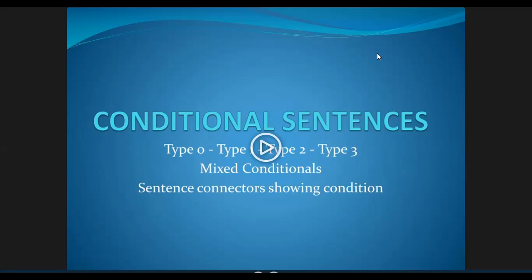They are called conditional sentences because the impact of the main clause of the sentence is conditional and depends on the dependent clause. So here in the structure we find two clauses: one is the main clause and the other is the dependent clause. The impact of the main clause depends on the second part of the sentence. There are four types of conditional sentences: type 0, type 1, type 2, and type 3.